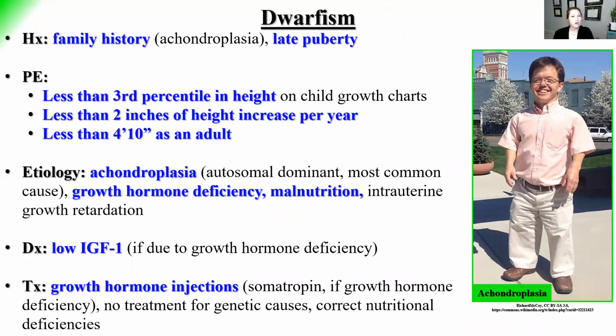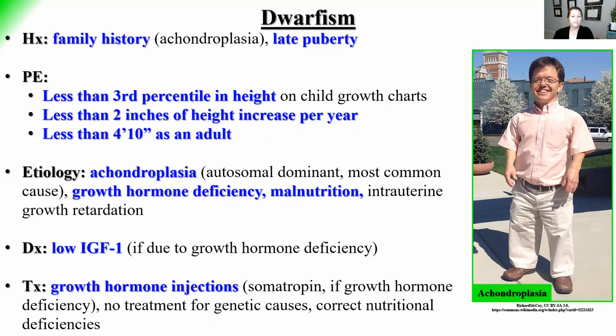Dwarfism. We're going to now talk about the diseases of growth hormone. The most common cause of this is actually unrelated to growth hormone, but when we look at what's the most common cause of dwarfism, it's actually achondroplasia, which is an autosomal dominant cause of dwarfism. So they have decreased or abnormal growth in their growth plates. So chondroplasia, referring to those growth plates.